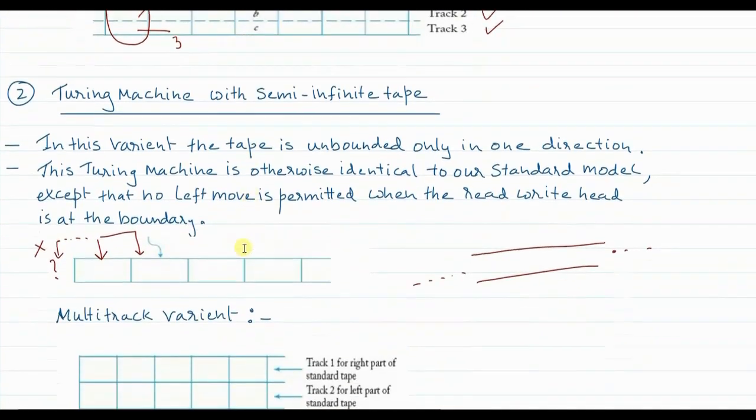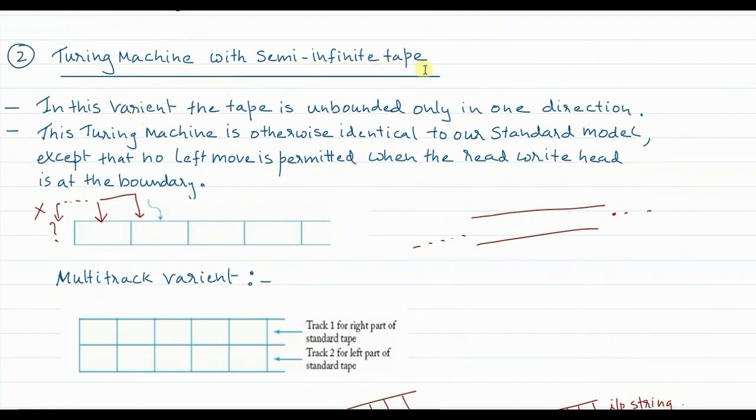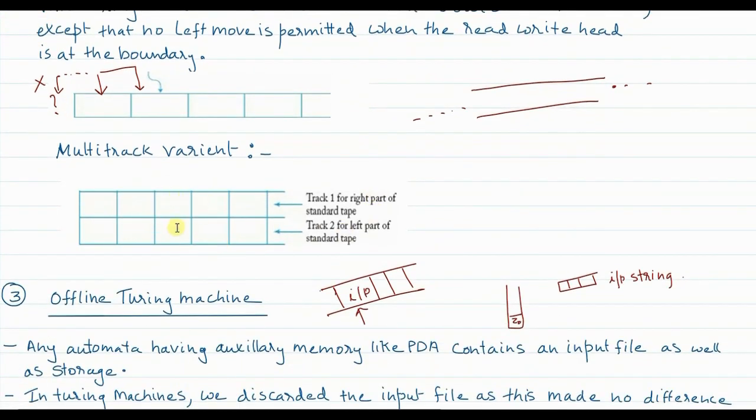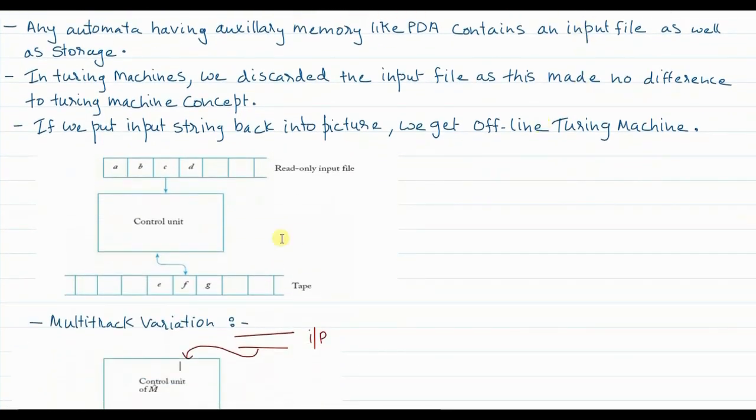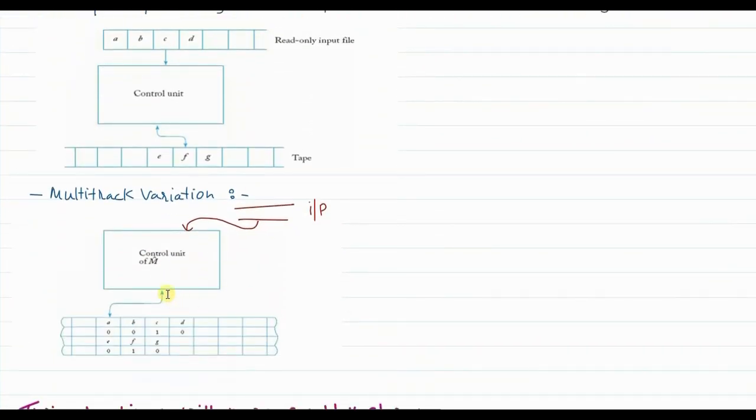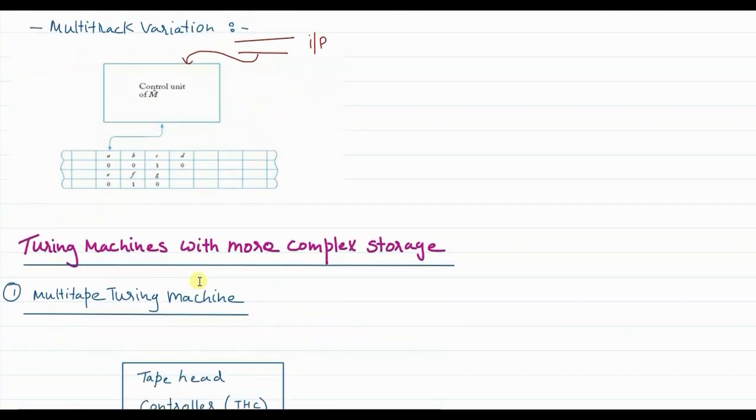Now, semi-infinite tape Turing machine is the one wherein on one side there is a boundary, and on the other side there is no boundary. And now, just now we have seen something called the offline Turing machine, wherein the input string, which was earlier fed directly onto the tape, is kept separately. So, these are minor variations of the Turing machine.